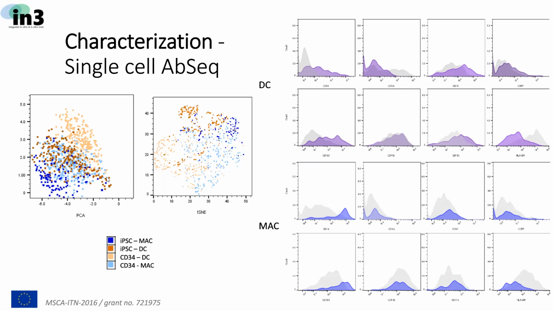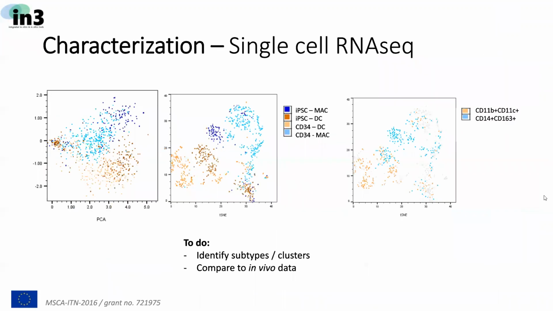On the left, you can see the PCA and tSNE plot of the iPSC and CD34 macrophages and dendritic cells with only AbSeq markers. You can see that the iPSC do overlap some of the CD34 cells in the PCA plot, and that the macrophages cluster somewhat more together with the macrophages and the dendritic cells with the dendritic cells. Based on this PCA plot, there was also a tSNE plot made, and you can see some clusters that have yet to be identified.